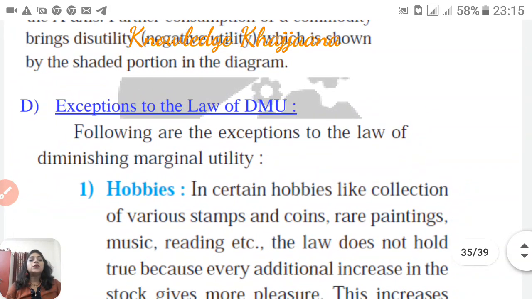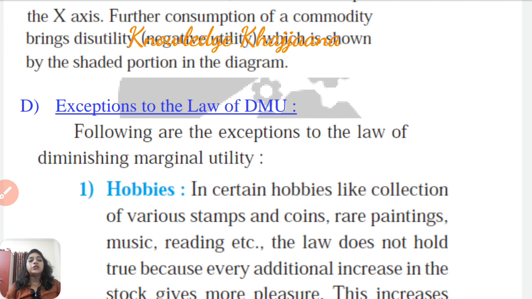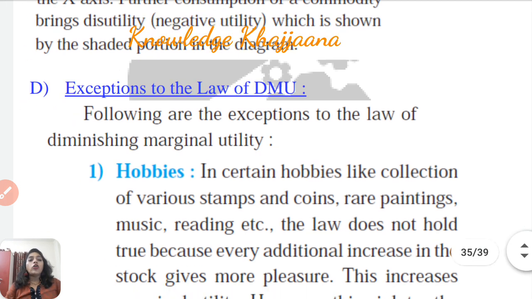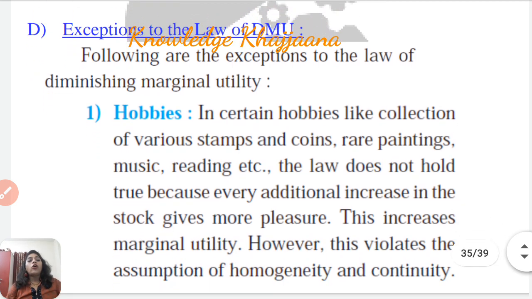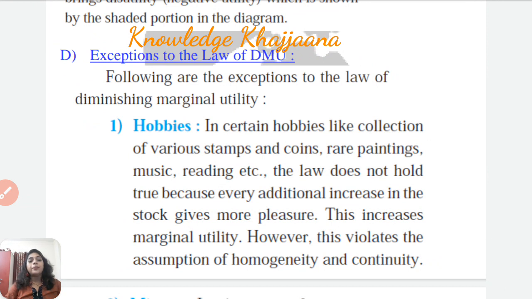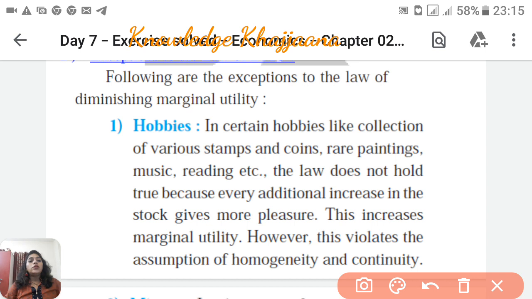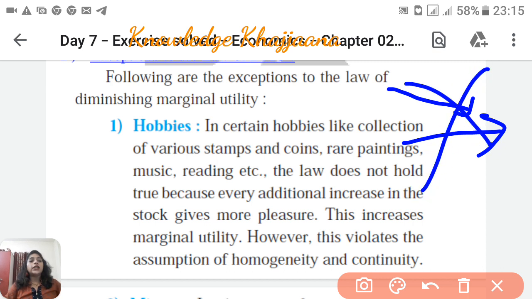And what is the exception? See, exceptions to the law of diminishing marginal utility. Following are the exceptions to the law of diminishing marginal utility. What is the first exception? Hobbies. See, I have already taught you this in detail. When people have hobbies, this rule that with the increase in the consumption there is a decrease in the marginal utility does not happen, does not take place.